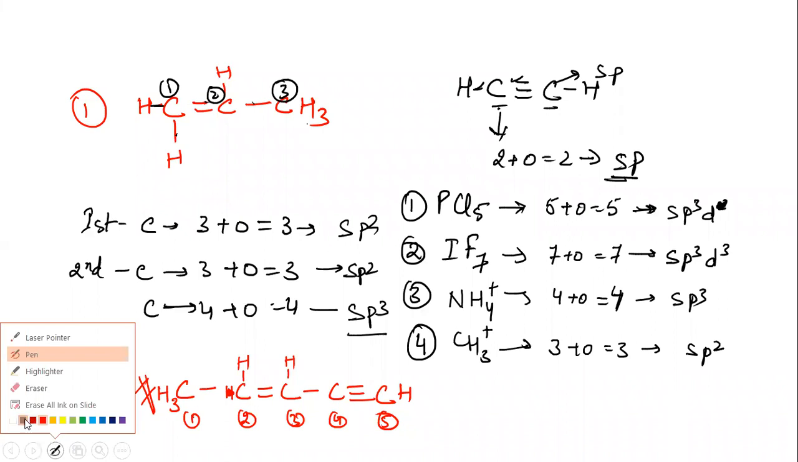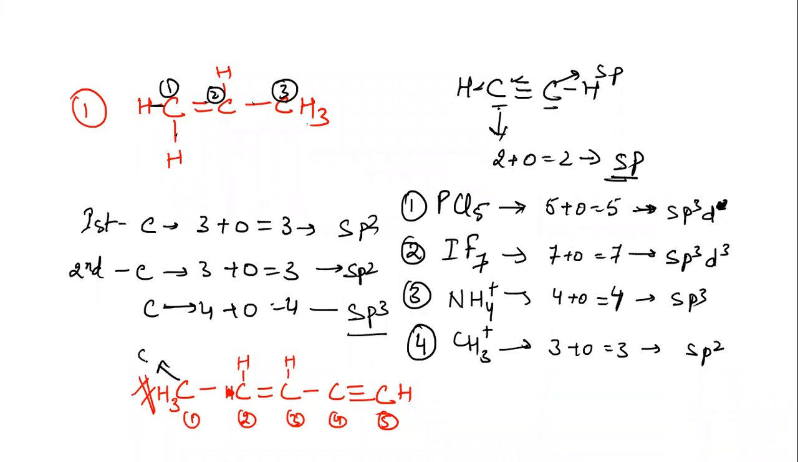sp3. This carbon is 1, 2, 3: sp2, sp2, sp2 again. And then sp, sp, sp. Clear?